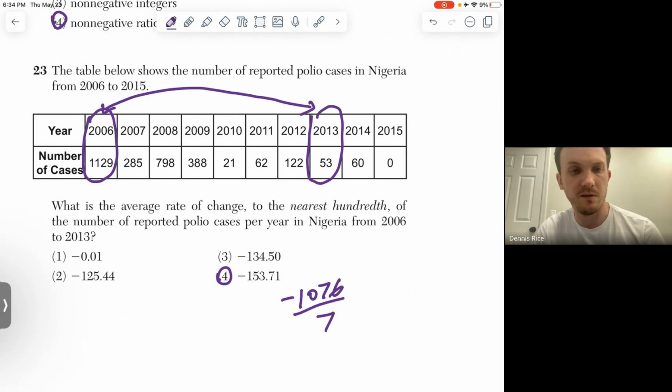Average rate of change, slope. Change in your y values. It's negative here. There's not even a choice that's positive, so it's not like you can mess that up. It's negative here because we did go down. The change in x, where did I get 7 from? 2006 to 2013. This one, yeah. I didn't put this question on a test, but there's been ones like this.